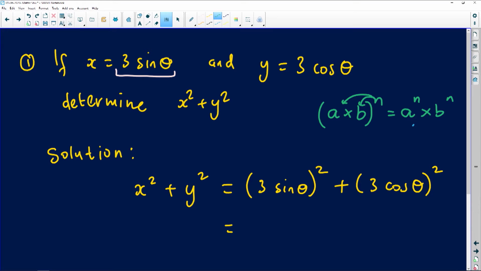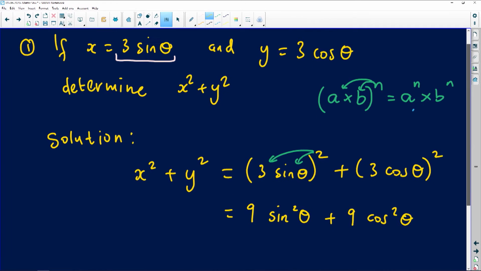So what does that mean? It means I need to square both 3 as well as the sine of theta. If you square 3, you'll end up with 9. If you square sine, you'll end up with sine squared theta. This has to be added with the second term. It's pretty much the same story. You square 3, you get 9. You square cos, you end up with cos squared of theta. Beautiful stuff. No complications.